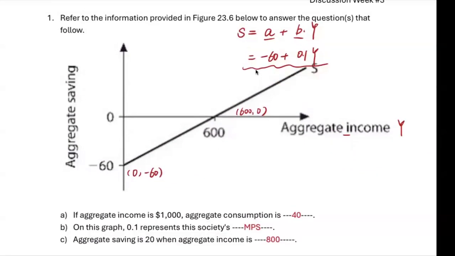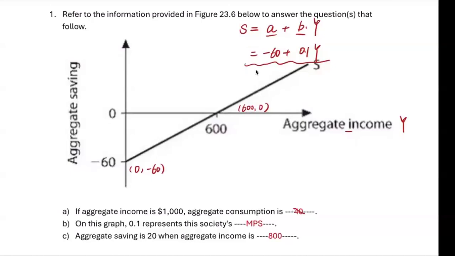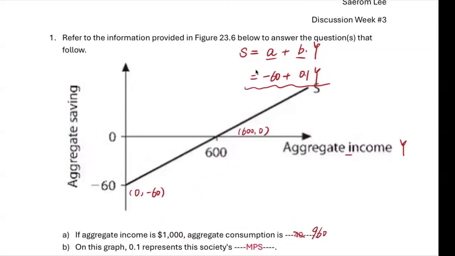Now, if the aggregate income is 1,000, what is the aggregate consumption? Actually, the answer shown here is wrong. So let's look at this question. Now you need to substitute this value as your aggregate income, y, to get S or consumption. Substituting the value, you will get S equals 40, right?